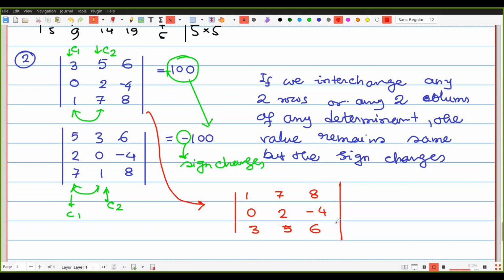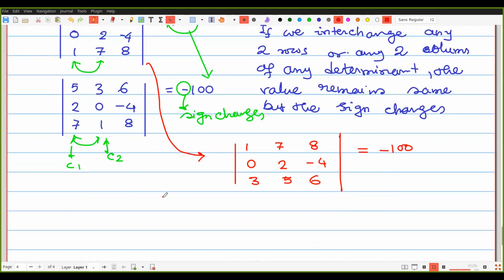Already row 1 has been changed into row 3 and row 3 has been interchanged into row 1. So at first the value was plus 100, but with only one interchange, the value is now minus 100.